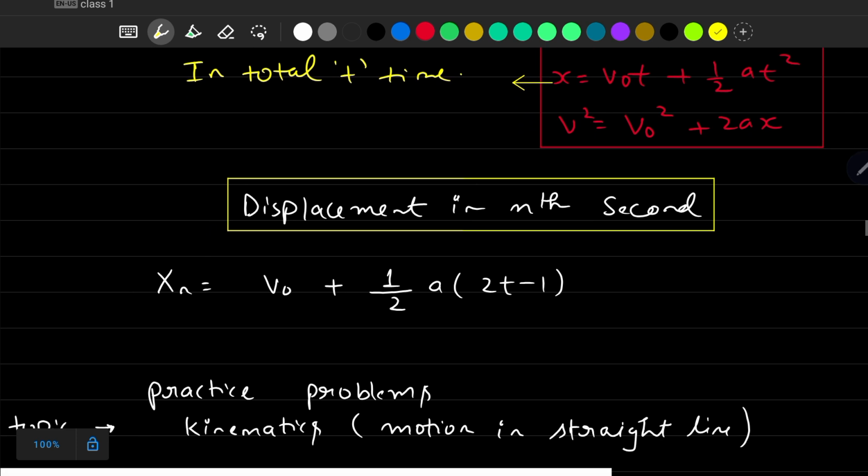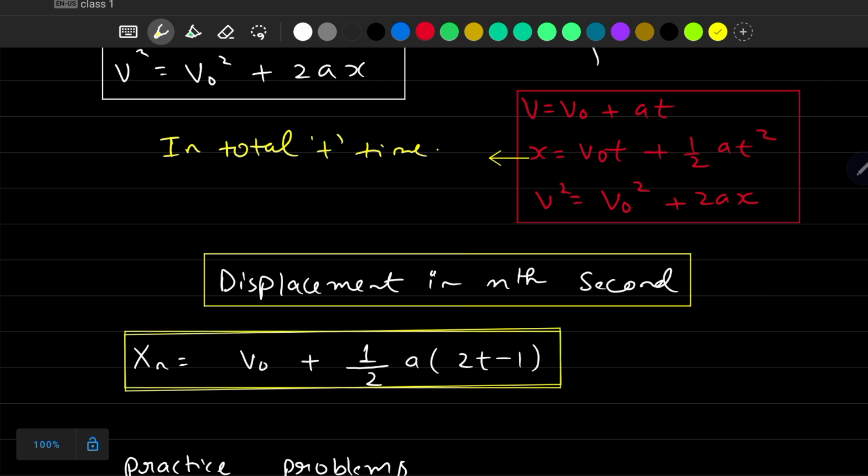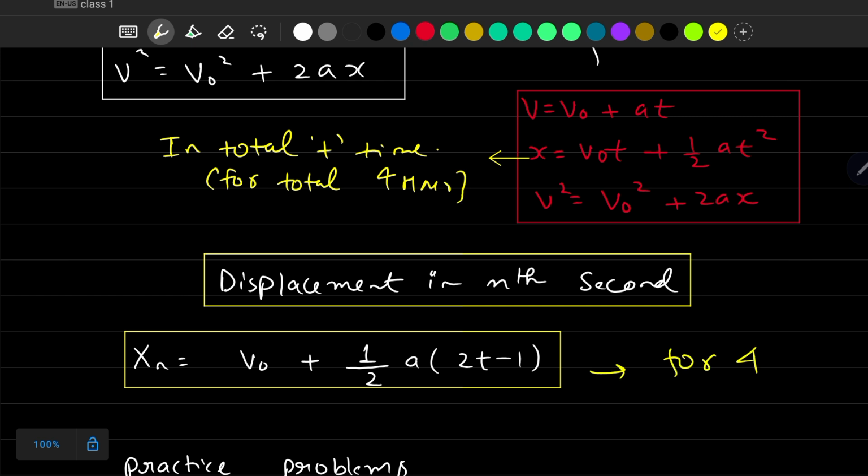So for that you should use this formula. Xn is equal to v naught plus half a (2n minus 1). Just like the other formula will give you for total 4 hours, this formula gives you for the fourth hour. I hope you got the difference between them. This will give for only the fourth hour, meaning third to fourth. The other will give for total, so total 4 hours. So that's the difference between them. I think this much is clear to you.